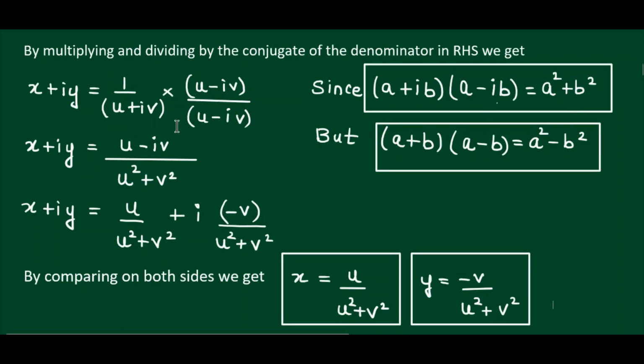Now, (u plus iv) into (u minus iv) will be u square plus v square. Now, split the terms into 2. So, you will get u by u square plus v square plus i into minus v by u square plus v square. Now, after comparing the left hand side and right hand side, you get x as u by u square plus v square and y is minus v by u square plus v square. Now, remember these two boxes because these two boxes are often used for the transformation W equal to 1 by Z under Cartesian coordinates.